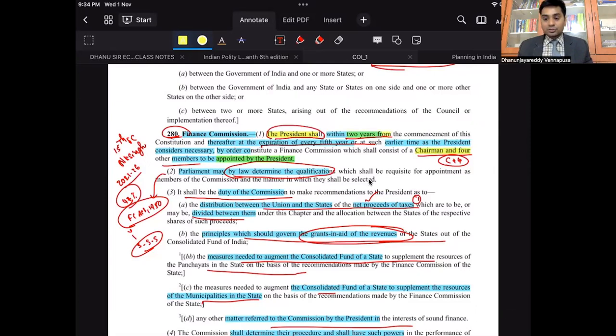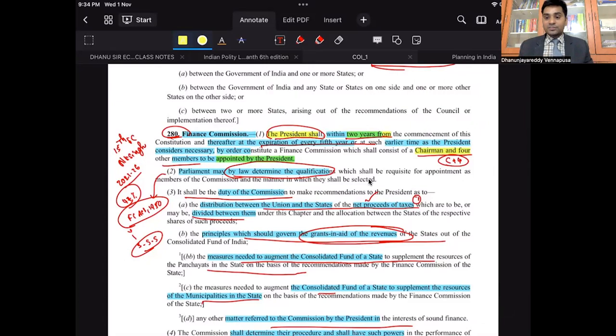First, this Constitution came into force in 1949. Within 2 years, they have to form it. Hence, in the year 1951, the first Finance Commission was formed. From then onwards, every 5 years, they are forming it. K.C. Neogy was the first Finance Commission chairman. So, that is the first thing that you have to remember. The second thing that you have to remember is the President is constituting it.